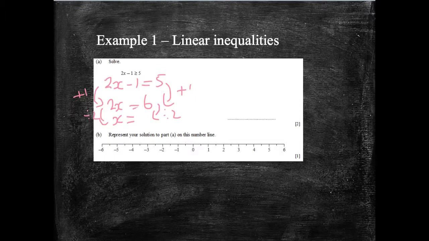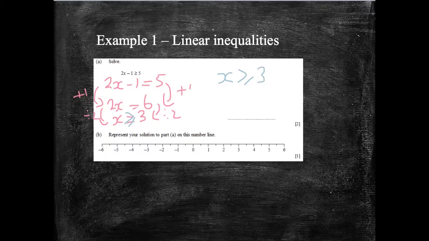That's fine, except for the fact that the question didn't ask me to solve an equation equal to something. It said greater than or equal to 5. So, because that was the case, what I need to do is to write this sign to be greater than or equal to. My actual answer is x is greater than or equal to 3.